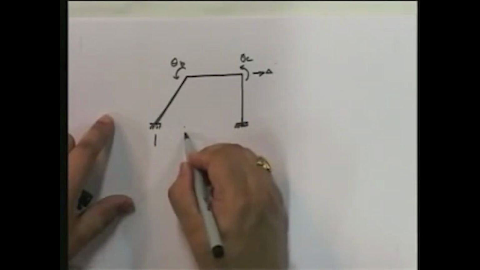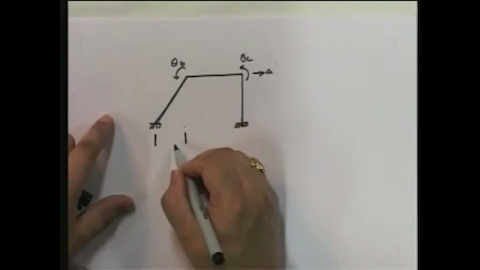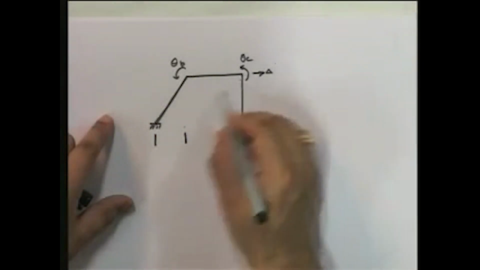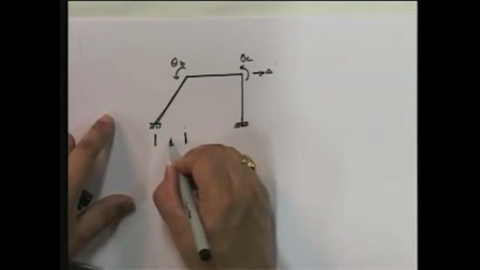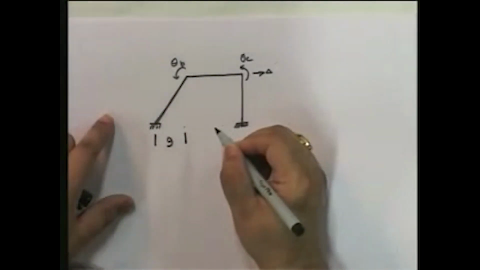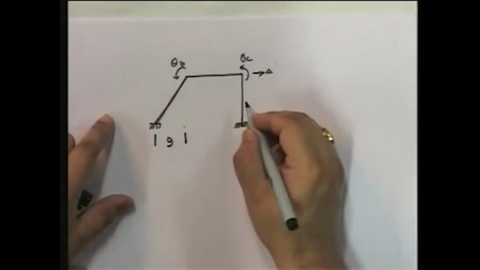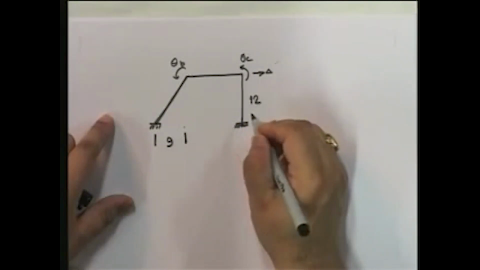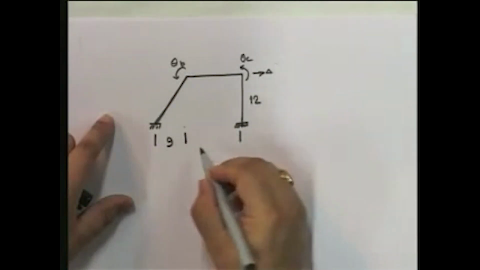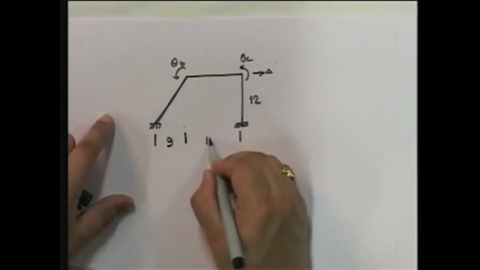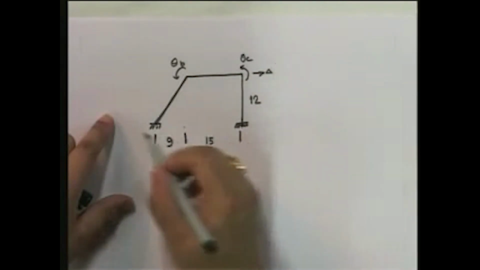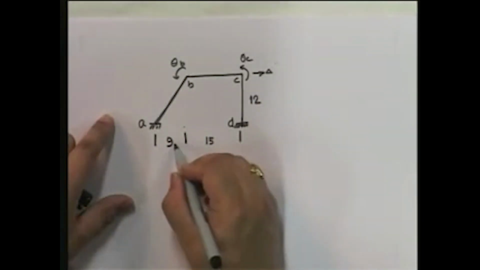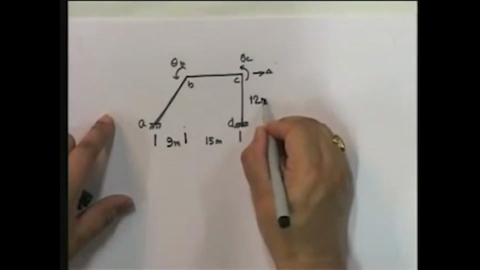I'll make this equal to, what would I do? Let me make this 3, 4. Okay, so I'll make this 9. Okay, I'm going to make this 12 and make this 15. Okay, so essentially this is A, this is B, this is C, and this is D. This is 9 meters, 15 meters, 12 meters.